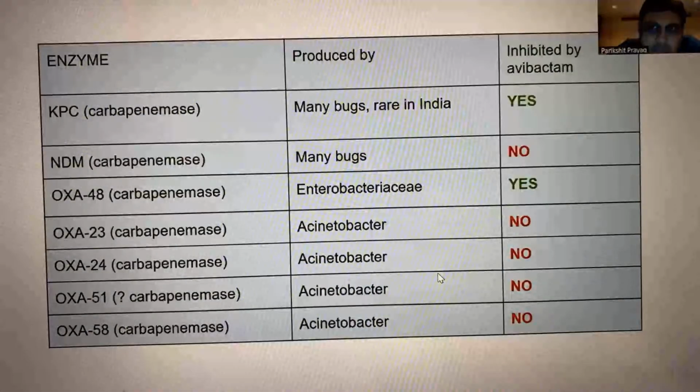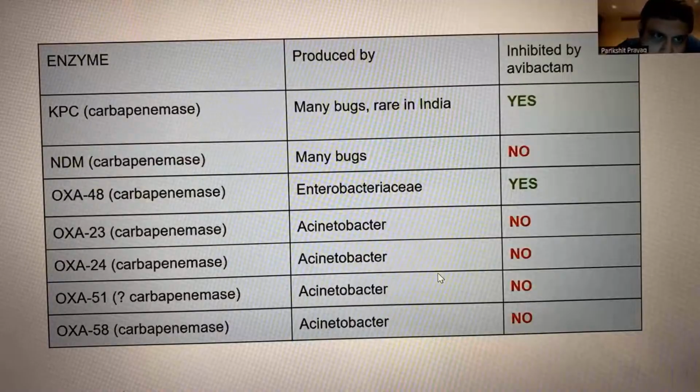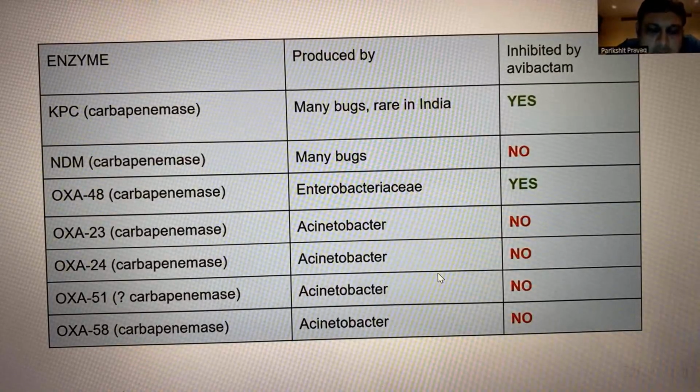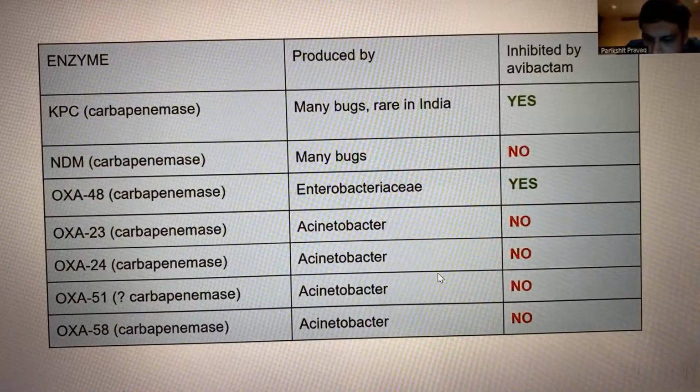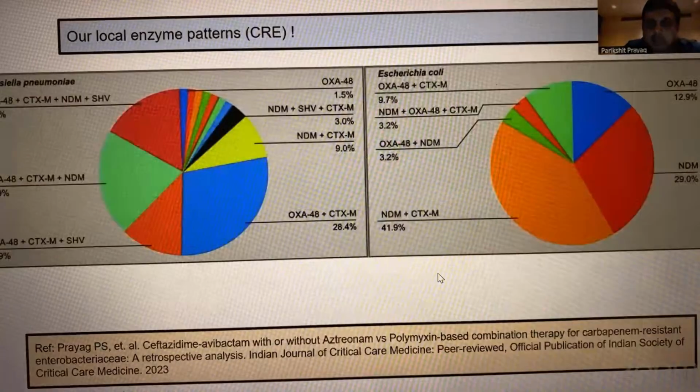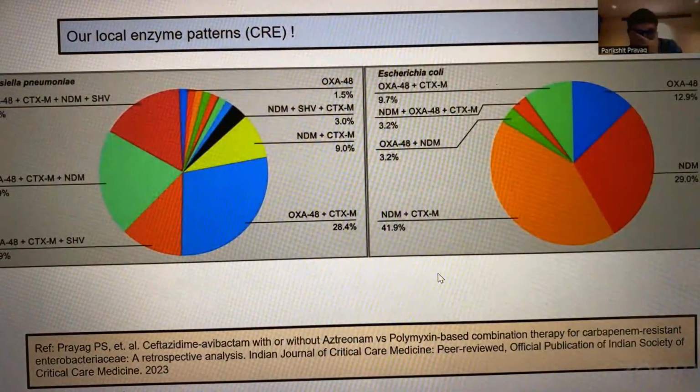So avibactam is a very poor choice when it comes to Acinetobacter. Add to this the fact that aztreonam offers very little in terms of anti-Acinetobacter activity, and that's why you will see that the combination of ceftazidime-avibactam plus aztreonam really is not a drug for carbapenem-resistant Acinetobacter.